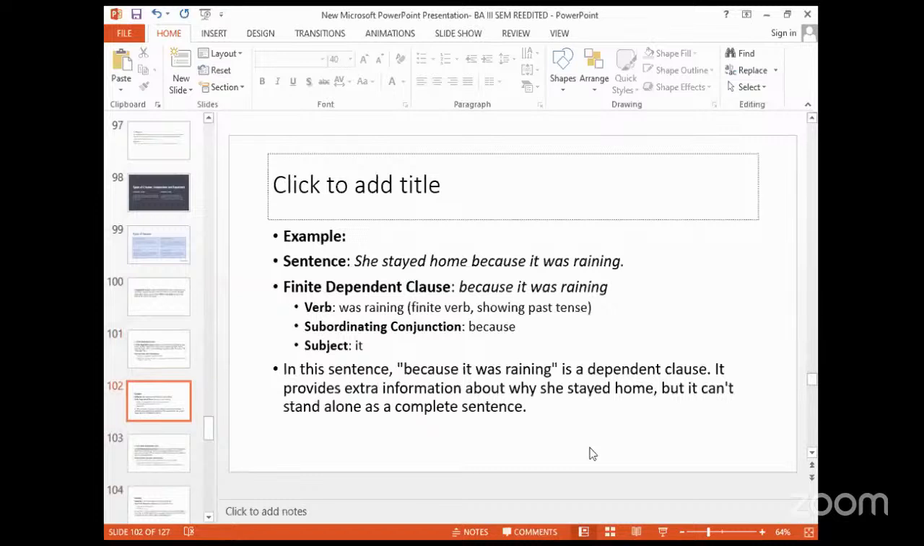Example here: she stayed home because it was raining. So the finite dependent clause is because it was raining, right? And in this sentence, because it was raining is a dependent clause. It provides extra information about why she stayed home, but it can't stand alone as a complete sentence.